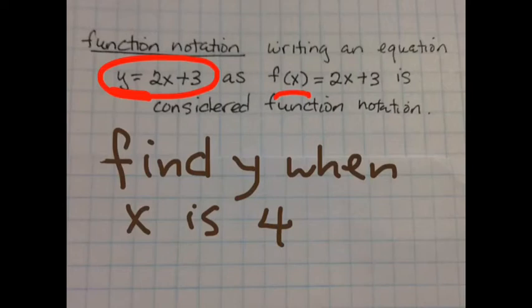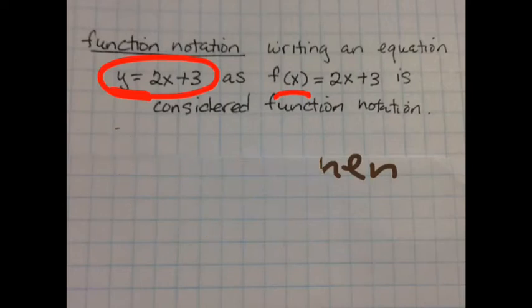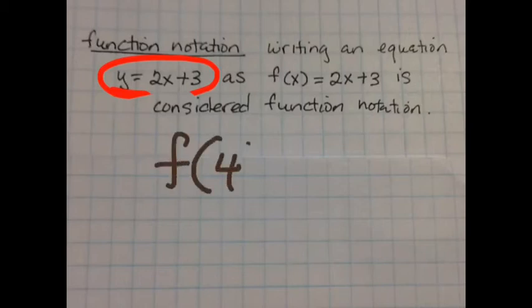But with function notation, we have the ability to do something a little bit simpler. So instead of saying what's y when x is equal to 4, we can simply say what is f of 4, which is code for what's y when x is equal to 4. And I would write f of 4 is equal to, what did we say last time? 11. Okay.